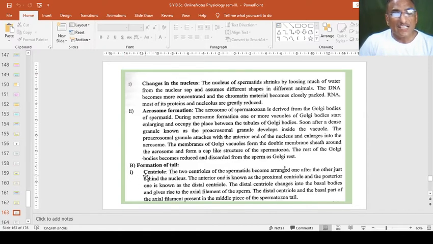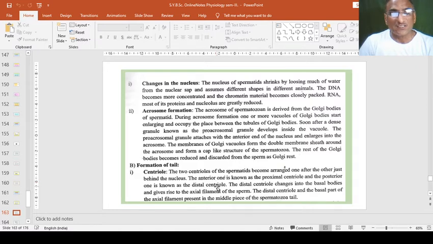So in that, first is the role of the centriole, because the two centrioles of the spermatids become arranged one after the other just behind the nucleus, and the anterior one is known as the proximal centriole and the posterior one is known as the distal centriole. So the centrioles are arranged at the anterior and posterior poles of the nucleus, and therefore they are the proximal and distal centriole.